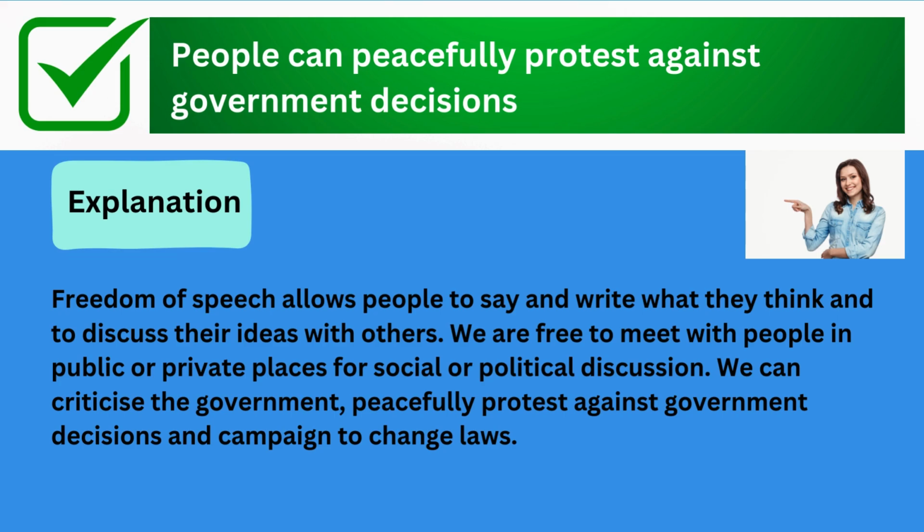Explanation: freedom of speech allows people to say and write what they think and to discuss their ideas with others. We are free to meet with people in public or private places for social or political discussion. We can criticize the government, peacefully protest against government decisions, and campaign to change laws.